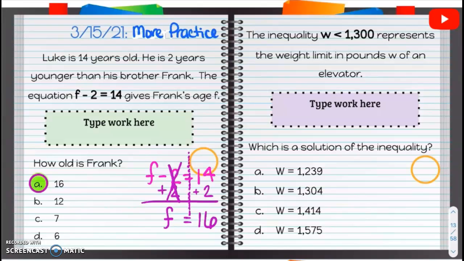So we don't even necessarily need to show work here, because we're trying to figure out which number is less than 1,300. So let's see, 1,304, that's greater than. 1,414, that's bigger. 1,575, that's bigger. So our answer here, 1,239, is less than 1,300. So our answer is going to be A again.